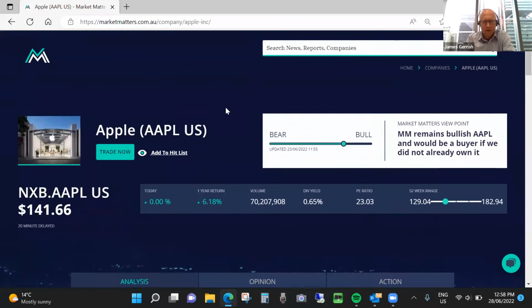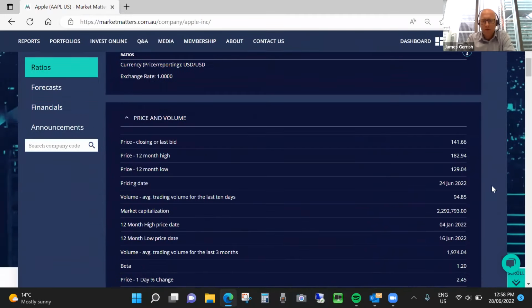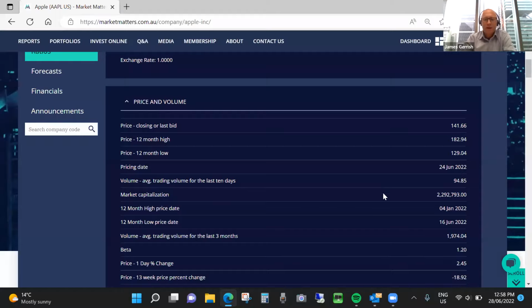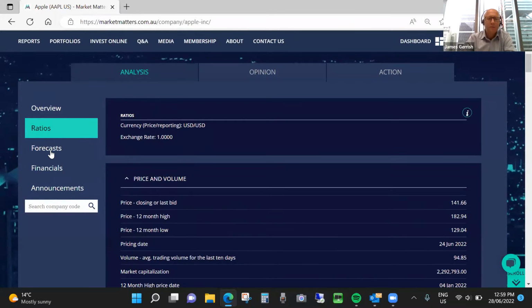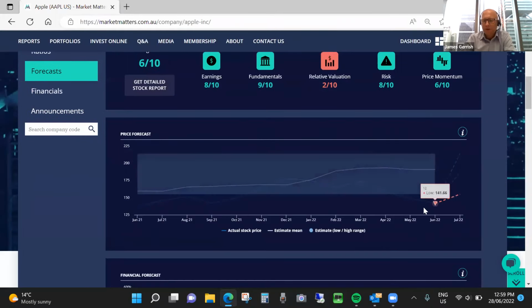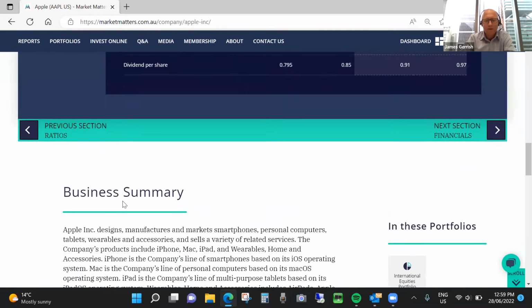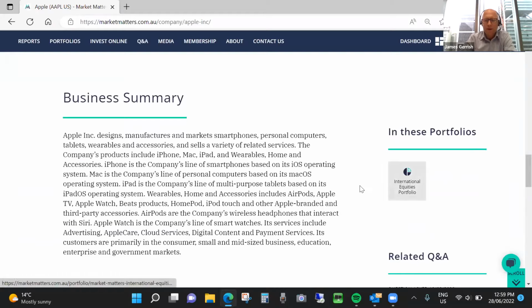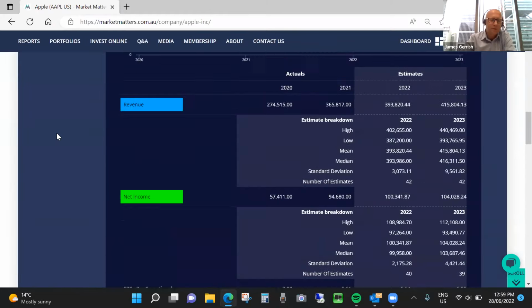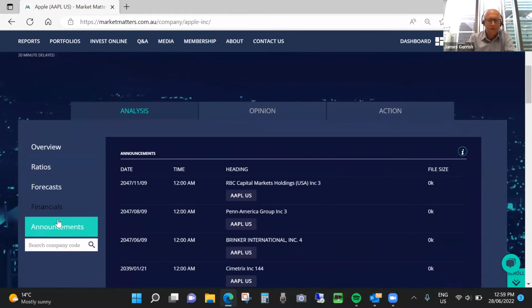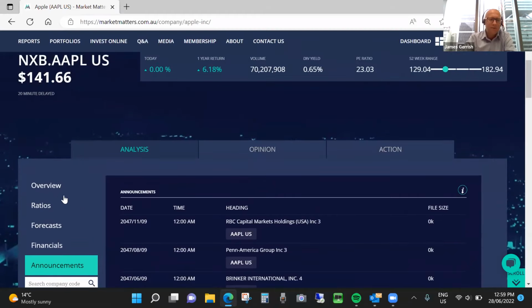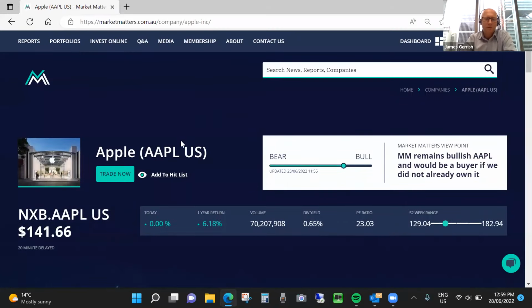So here is Apple. So you've got exactly the same information on US stocks. We look at all ratios, etc. This gets updated on a nightly basis. You can get the same detailed report, the same estimates, etc. That, of course, is in our international portfolio related questions. So the answer, Arthur, is yes. The same information is available on international stocks.